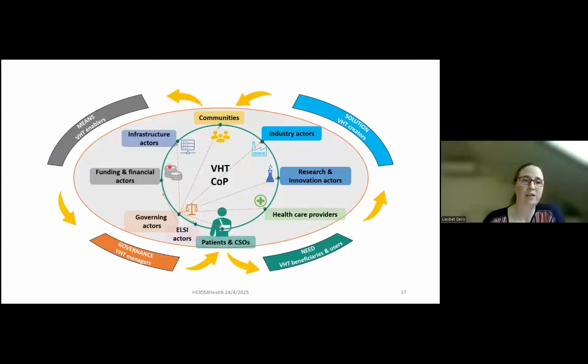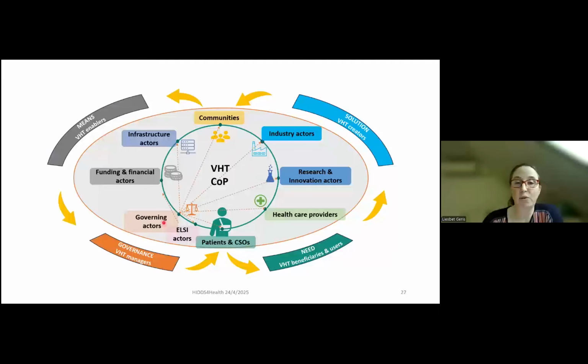There are then the ones that enable the VHT. Those are the infrastructure actors, for instance, the HPC facilities, but also enabling through funding and financial actors. So these are the European Commission, for instance, other funding agencies that provide the tools that are necessary or the handles that are necessary to the developers to create these digital twins.